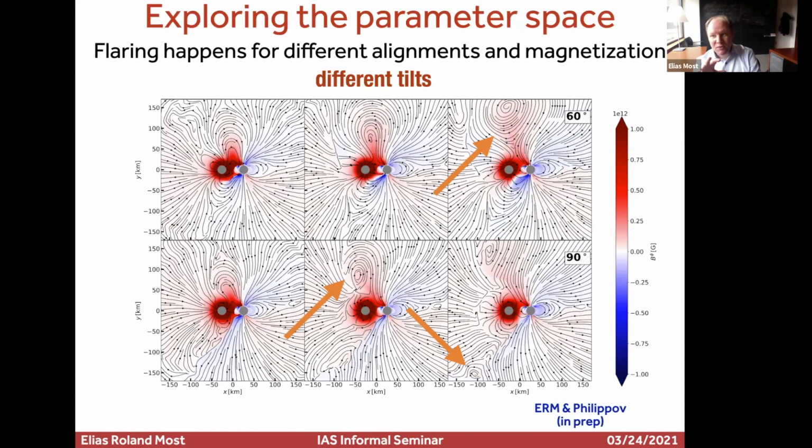But the question that I want to ask first, I mean, the movie that we were seeing and the first case that we studied back in 2020 was a very simple case. We assumed that the fields were aligned, they were of equal strength, and this gave this really nice picture that I was just showing.